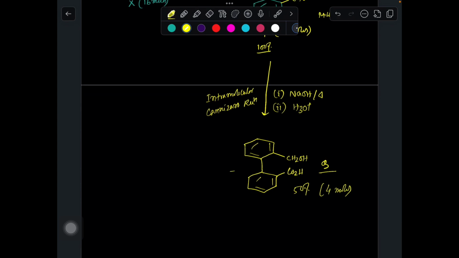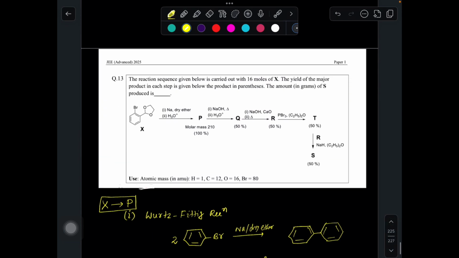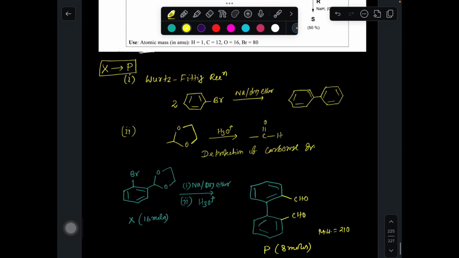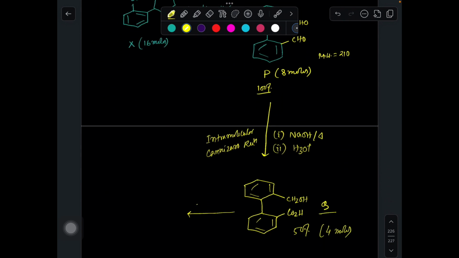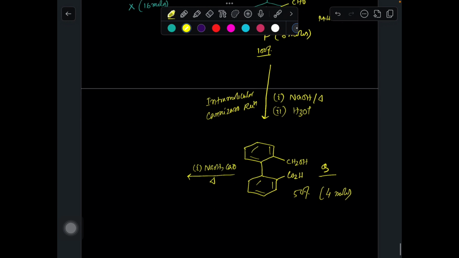Now next, after Q, another reagent: NaOH, CaO, heat. Very simple. Soda lime heat is nothing but removal of carbon dioxide. We all know this very common reaction, minus CO2. So from the acid group, carbon dioxide will be released, and you will get the corresponding product.